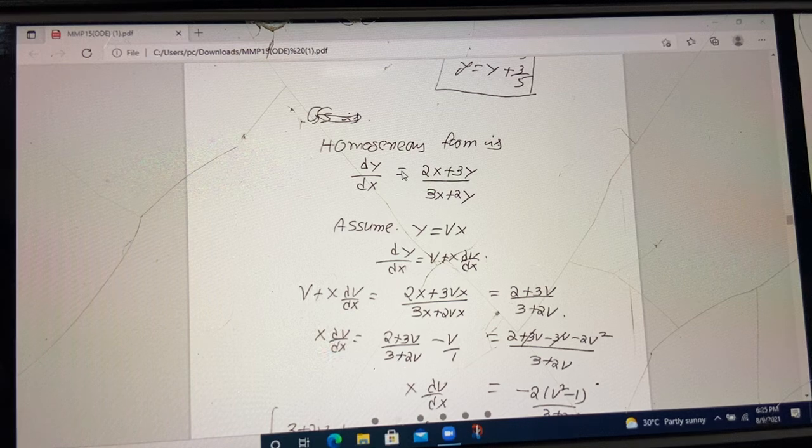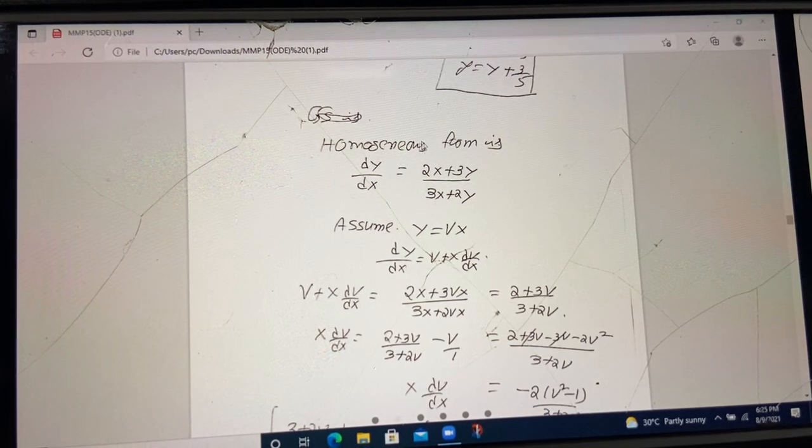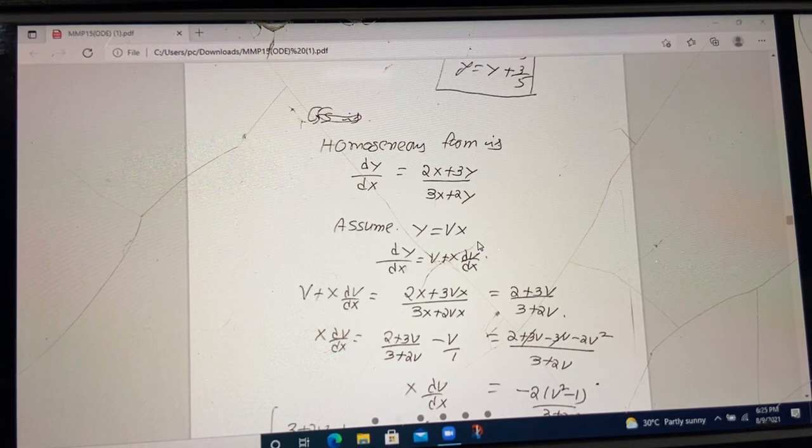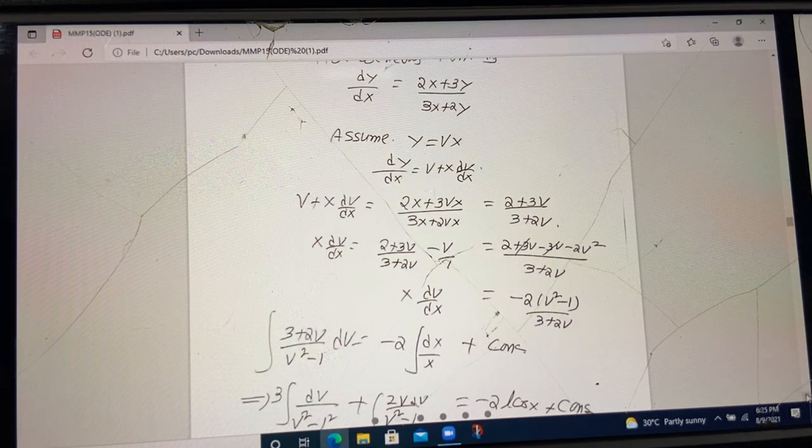What is the transformation? From here onwards, we have to apply y equal to vx, so that this reduces to variable separable. What is the purpose of this transformation? To reduce this to variable separable. So what is dy by dx? v plus x dv by dx, substitute. Then take LCM. Now it reduces to variable separable.